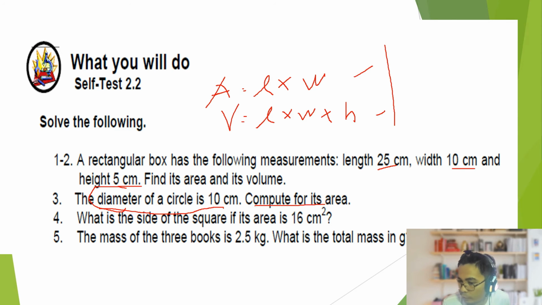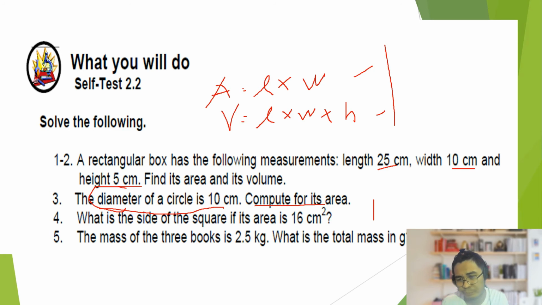What is given, the formula that was provided in the previous slide, is its radius. So you need to divide the diameter by 2 for you to get the radius. And that's the only time that you can substitute that in the formula for the area. For number 4, what is the side of the square if its area is 16 square centimeters?